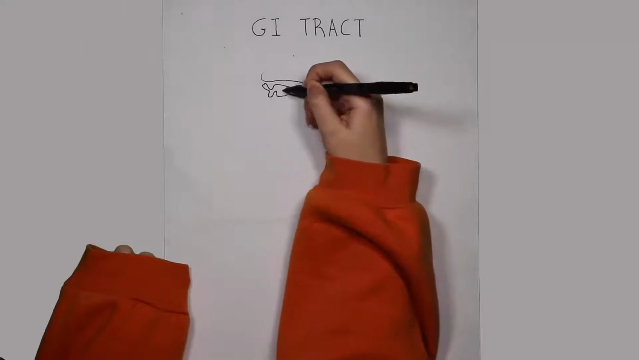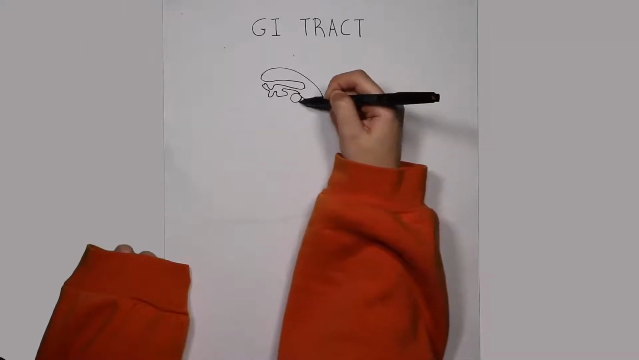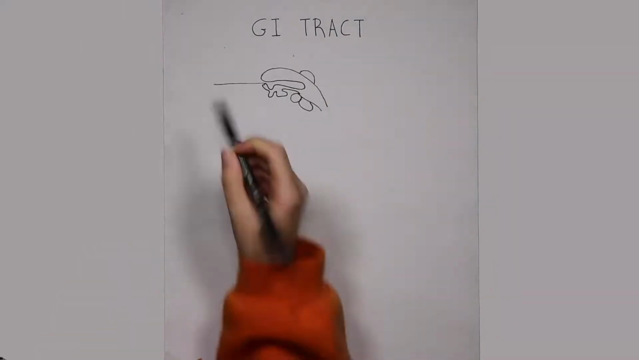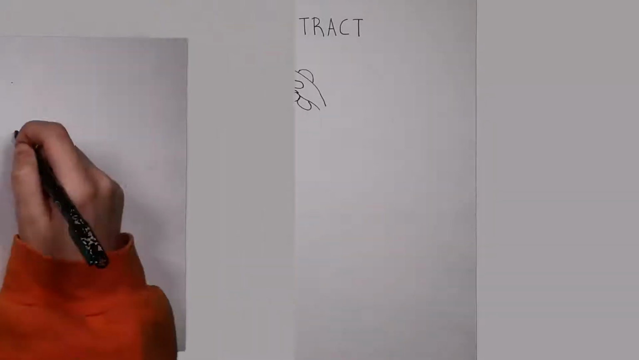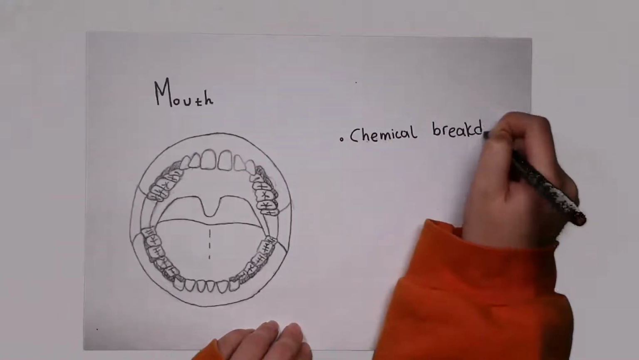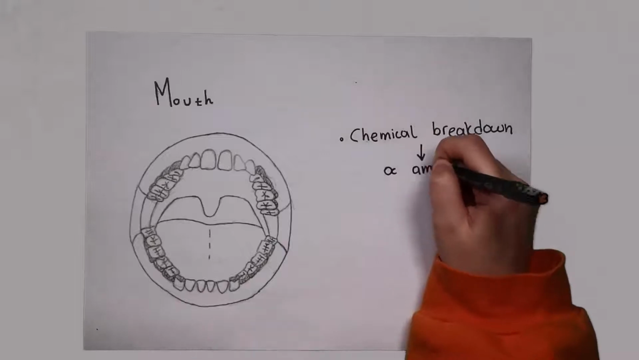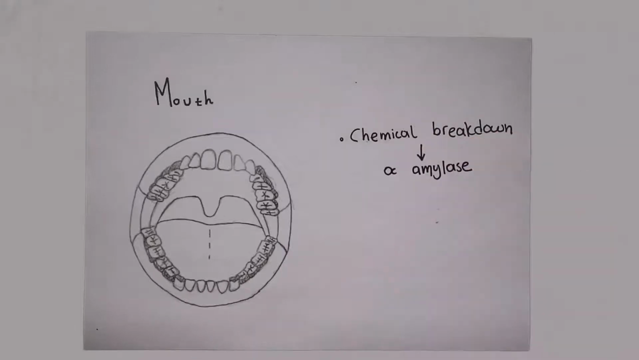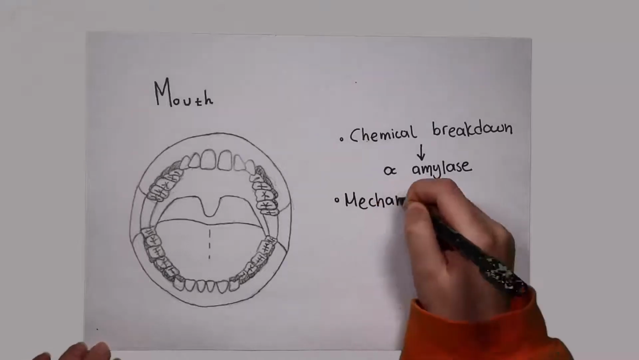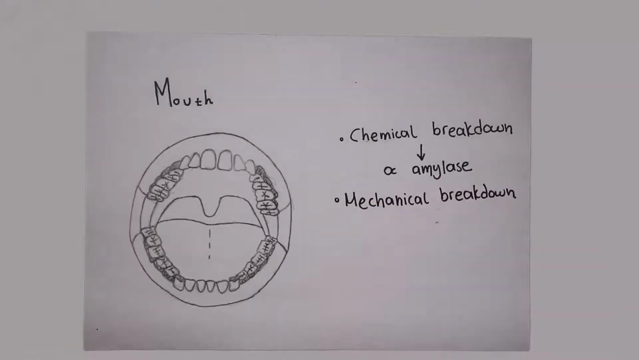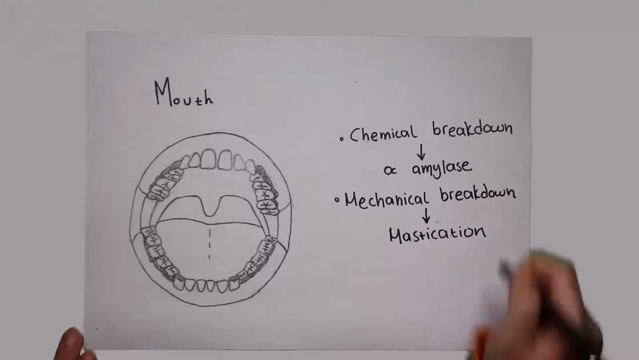Food is introduced into the GI tract through the buccal cavity, more commonly known as the mouth. Here, food is chewed and mixed with saliva produced by the salivary glands. This lubricates the food and also contains alpha amylase enzymes that begin the chemical breakdown of starch. This, along with the mechanical breakdown through mastication, forms the bolus, which is ready to be swallowed.